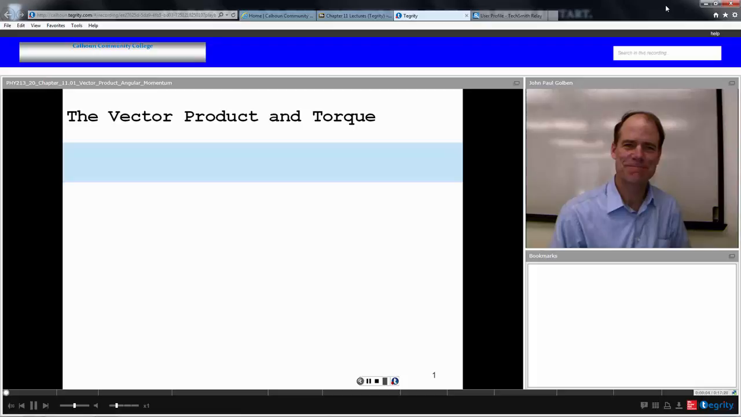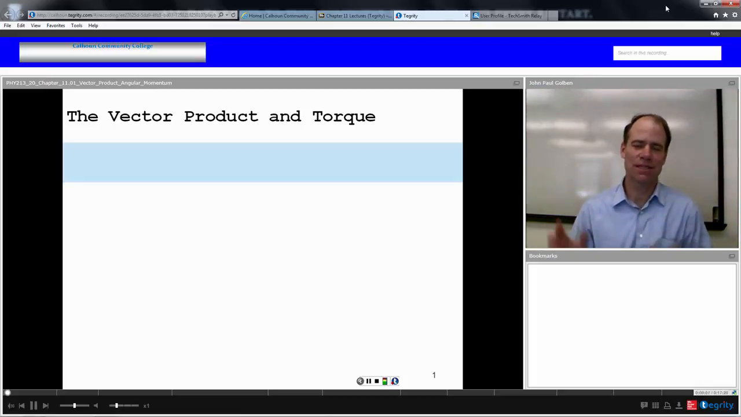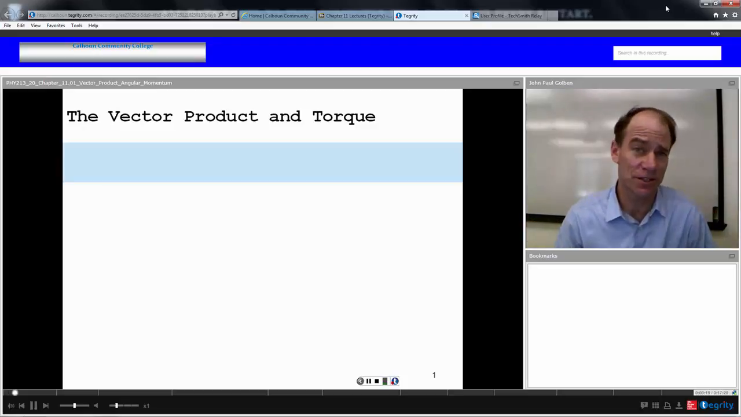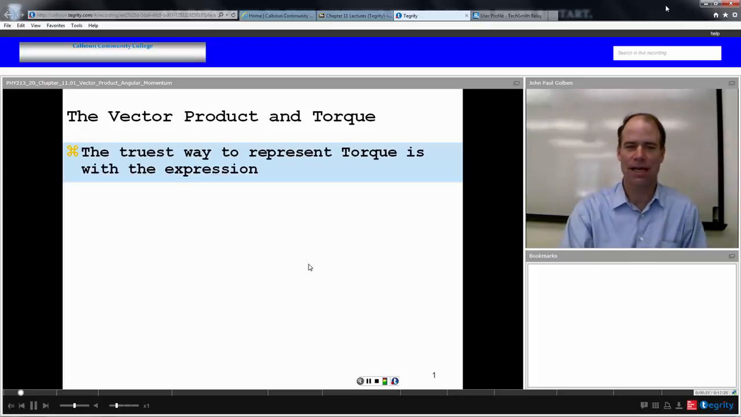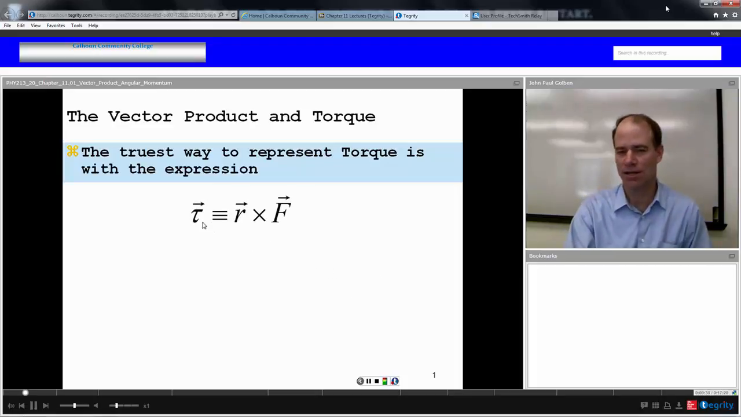So you like torque, huh? Well, great. We're going to take a small detour, a small diversion, to look at more mathematics so that we can do more physics. In fact, that's the main reason to do mathematics, is so that you can do more physics. Sounds good. We're going to introduce the vector product, or cross product, and relate that to torque. The truest way to represent torque is through a vector product, a cross product.